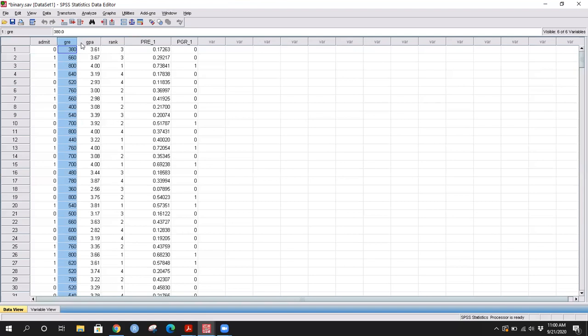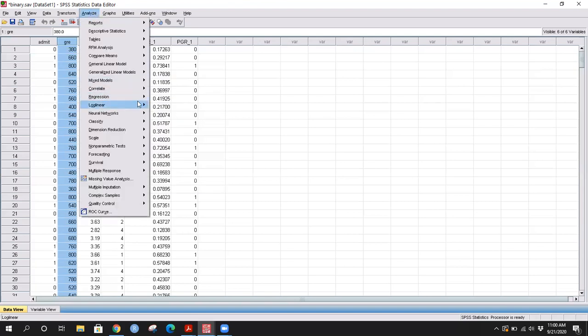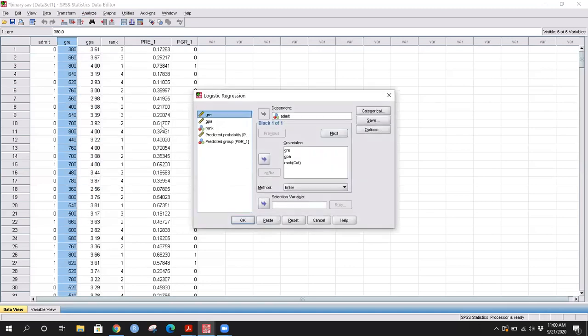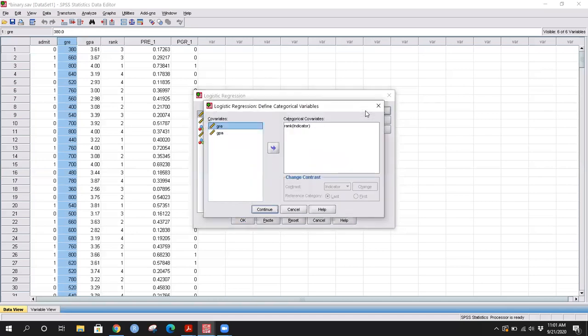Now, to apply this, we are going to go to Analyze, then Regression, and then Binary Logistic. Then move your dependent variable, that is admit, into the Dependent box, and the other independents, which are GRE, GPA and rank, into the Covariates. Another way to call your independent variables is covariates. Then go to Categorical. Because categorical means which of your independent variables are categorical, and we know that rank is the categorical variable, so put rank over here.